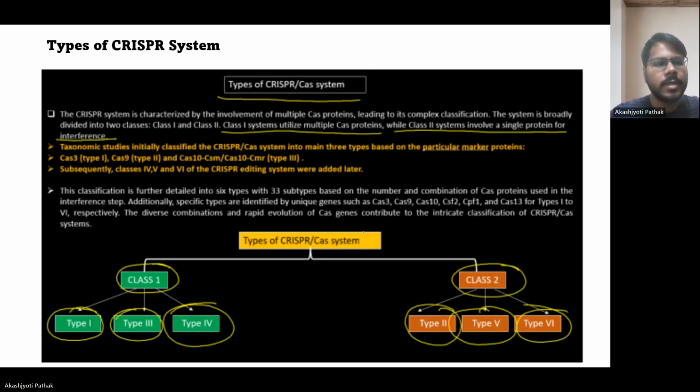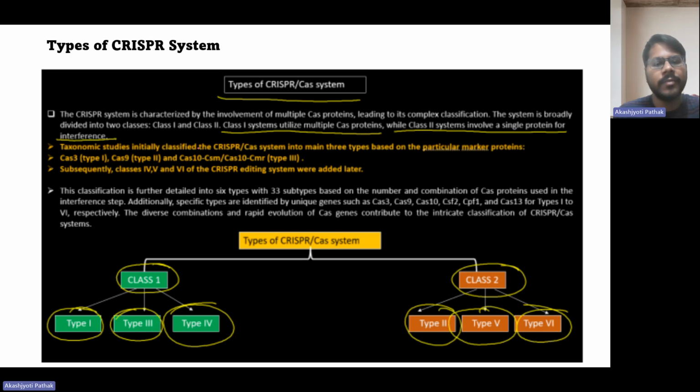As I was discussing, there are two types of CRISPR: class 1 CRISPR and class 2 CRISPR. Class 1 is divided into three types: type 1, type 3, type 4. And class 2 is divided into three types: type 2, type 5, type 6.